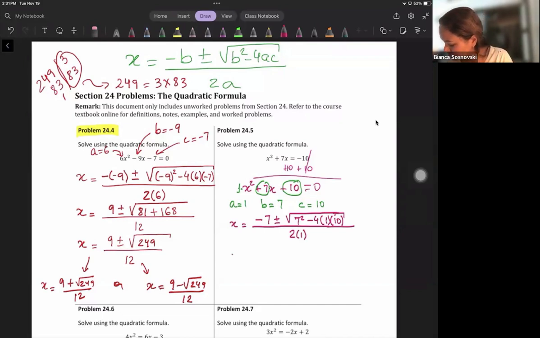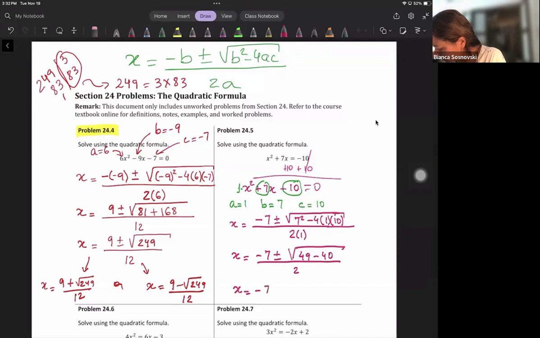Okay, so x equals negative 7 plus minus. Inside the square root, if I do the square, 7 squared is 49. Negative 4 times 1 times 10 is negative 40, so minus 40. And we divide all of this by 2. All right, so I'm still working the number inside the square root. So we have 49 minus 40.